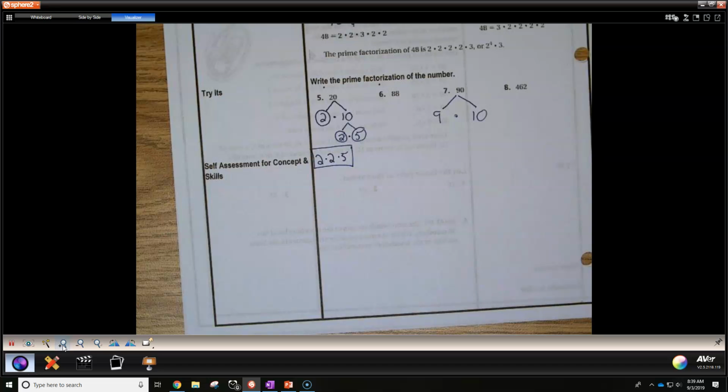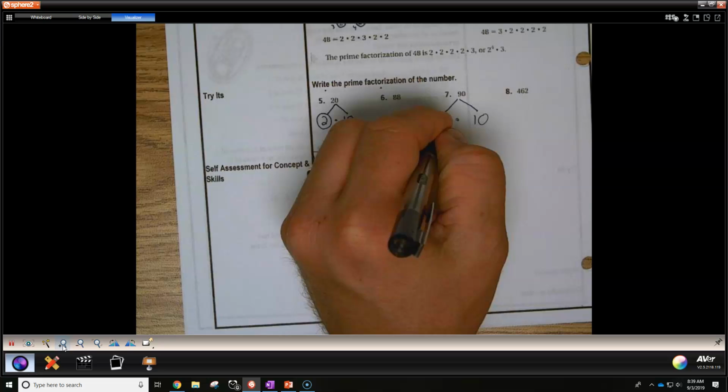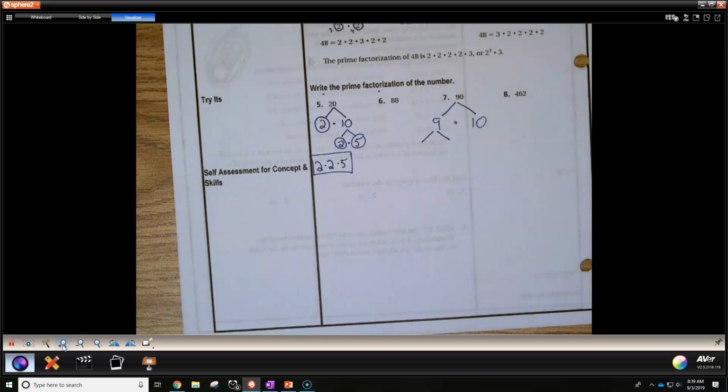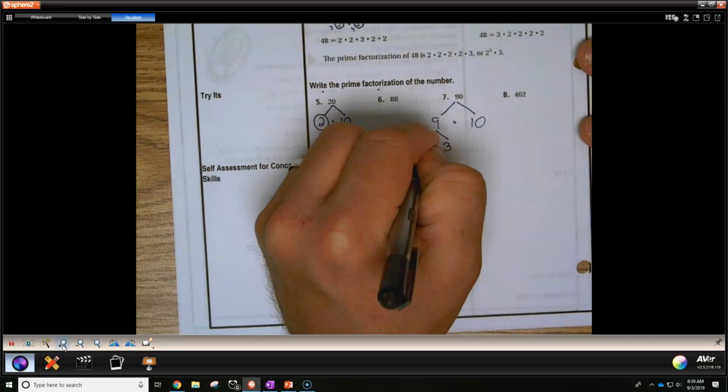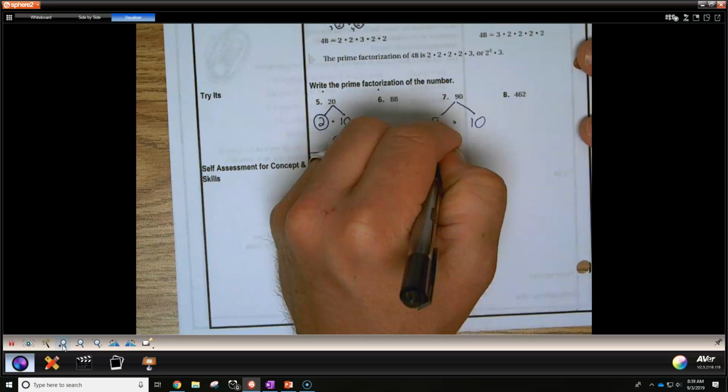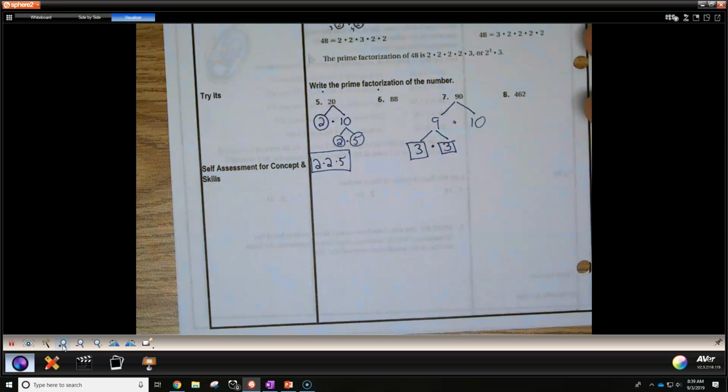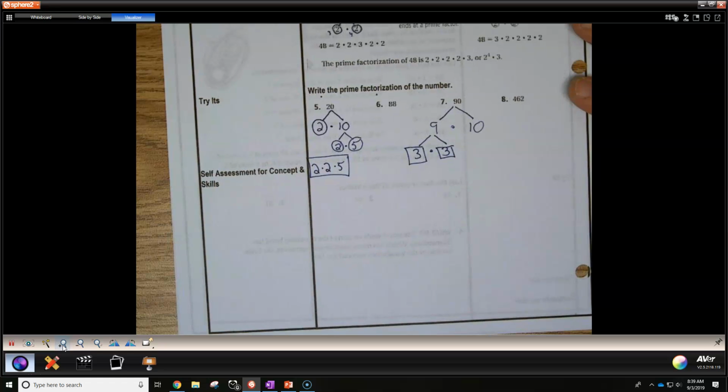Is 9 prime or composite? Composite. So what can I break 9 into? What's a factor pair? Good. Prime. Prime. Am I done? No. Who can tell me why I'm not done? What haven't I heard much?